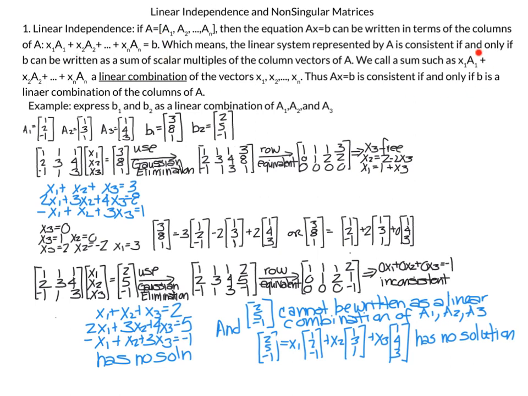looking back over here at our review, we said the linear system represented by A is consistent if and only if b can be written as a linear combination of the vectors. So again, since it has no solution, it's not consistent. That means b cannot be written as a linear combination of the vectors.